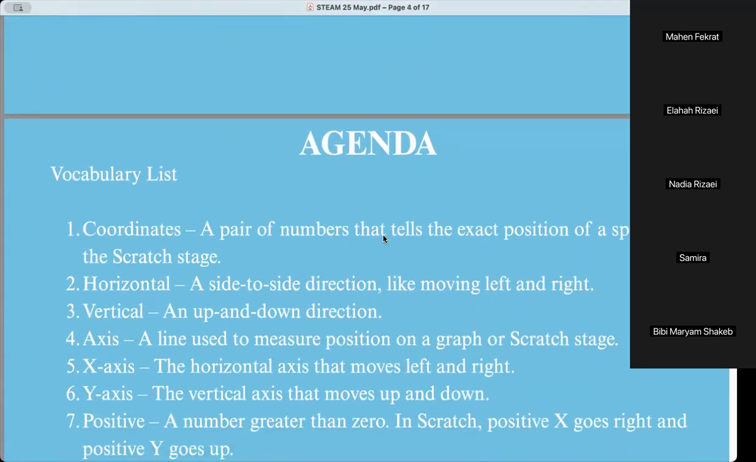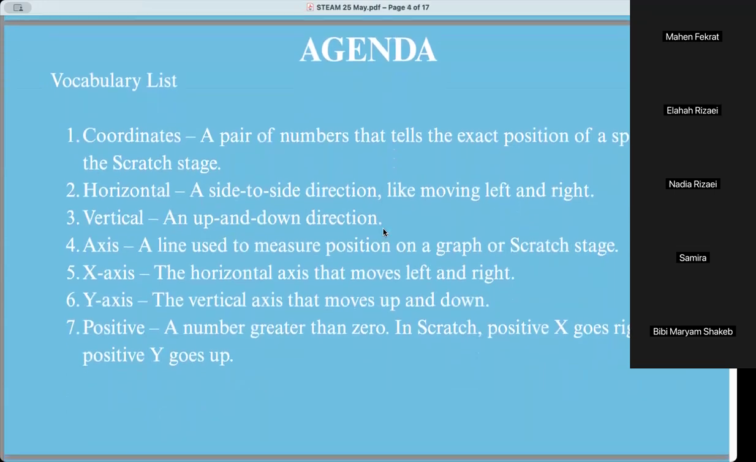Okay, let's get started. I would like to invite you, Bibi, to read the first definition. What is a coordinate? Do you mind reading it, please? Bibi, can you see the screen? Yes, dear teacher. How are you, Bibi? I'm good. How are you? I'm fine. Thank you, Bibi.